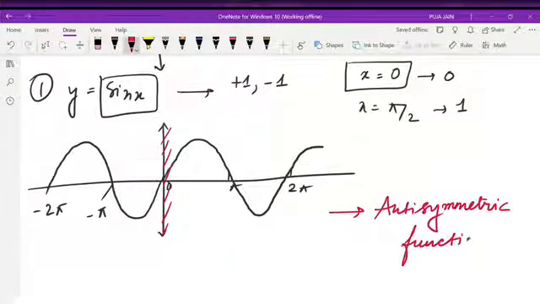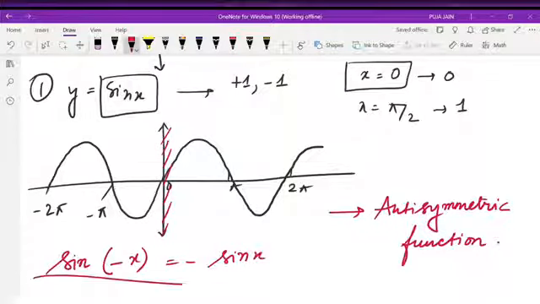Basic knowledge of some graphs is very important for you to know. Okay. Sin of minus of x is minus of sin x. So this is an antisymmetric function.